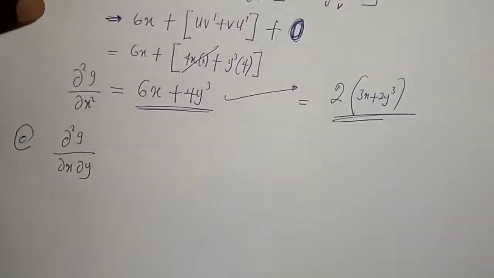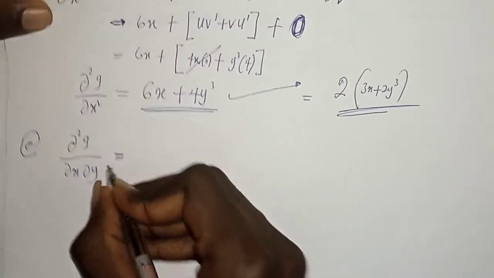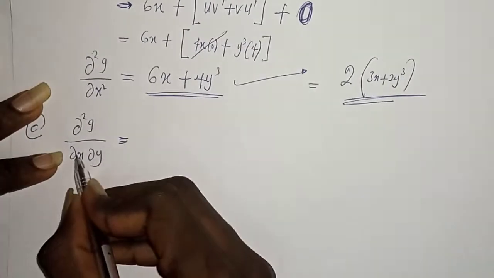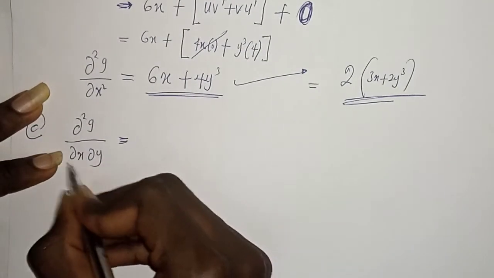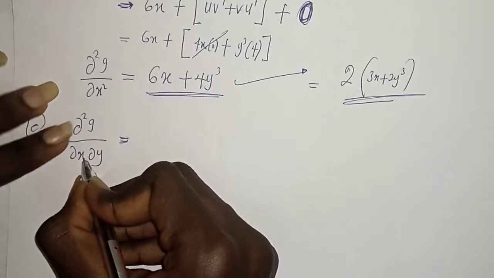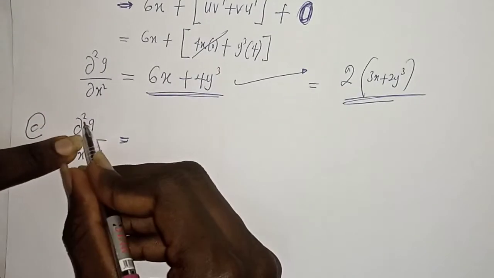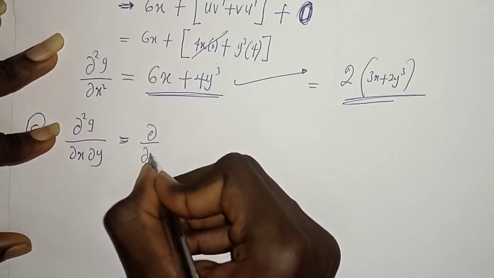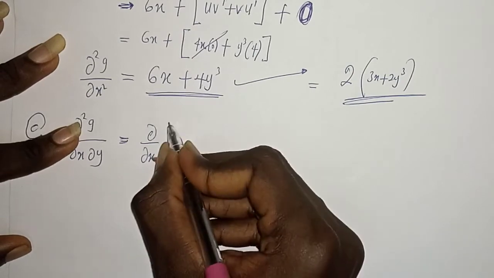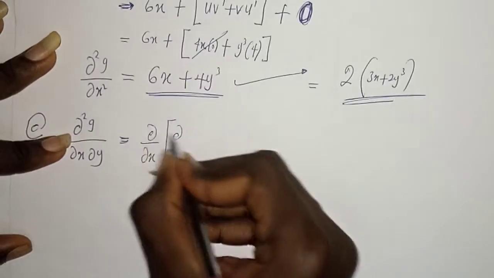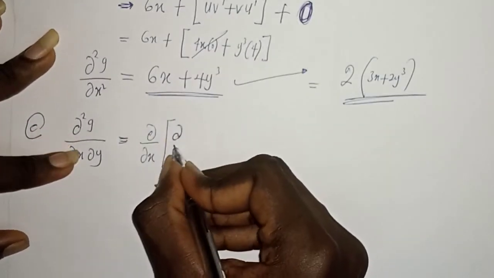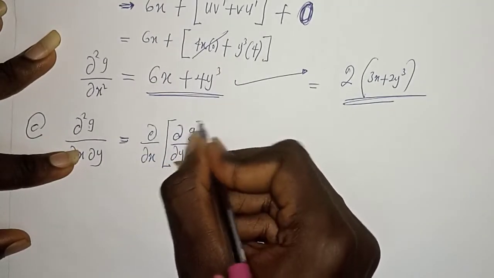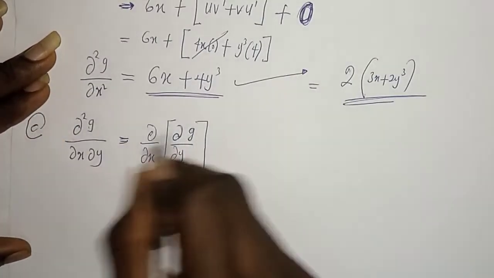Trivially, from the properties of partial derivative, we can write this del square g over del x del y as this. That is, you pick del x first. Then you know that this one has a square. You now pick the next one to be del y. So I can decide to pick del x first. So whatever I have left now will be del y of what? Of g itself. Do you understand now? So this and this are still the same thing.